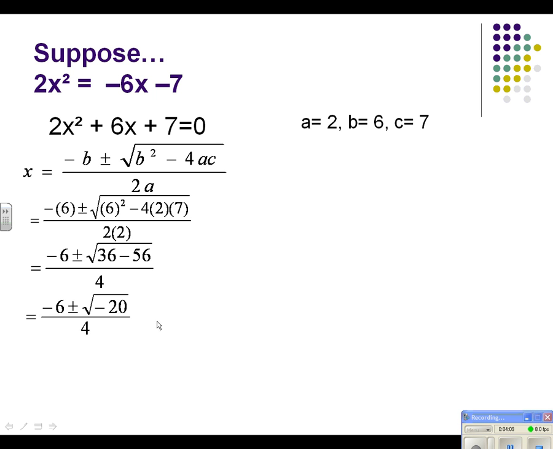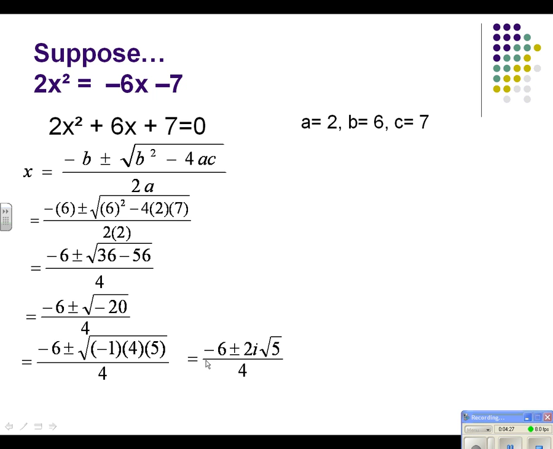And we're going to accomplish this by thinking about negative 20 being broken down into the factors of negative 1 times 4 times 5. I'm going to factor out the negative 1. I know the square root of negative 1 is i, so I'm going to be able to pull that out of the radical. I know the square root of 4 is 2, so that's going to leave the radical. So what happens is I end up with 2i coming out of the radical. So I have a minus 6 plus or minus 2i square root of 5 over 4.